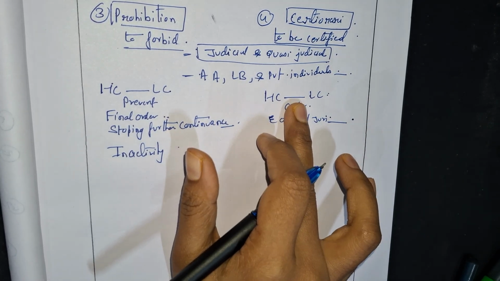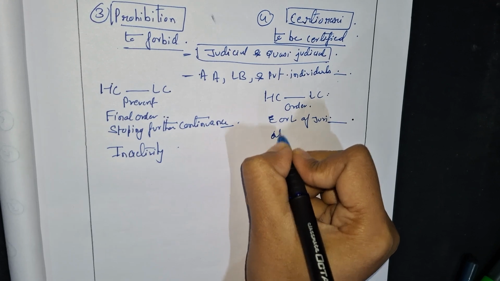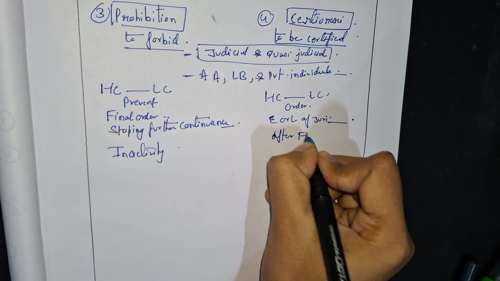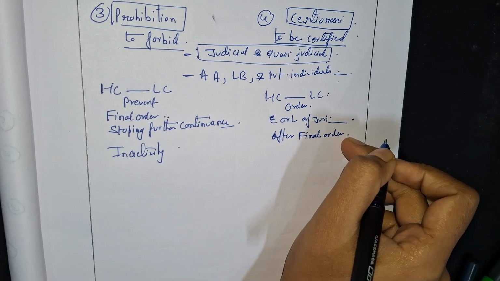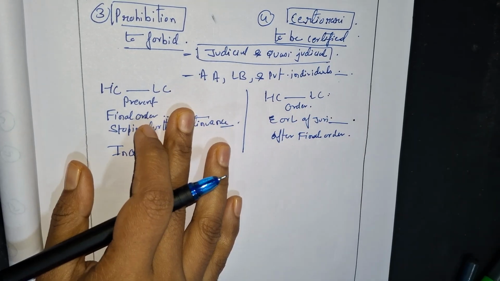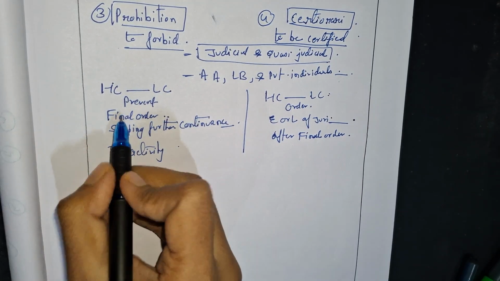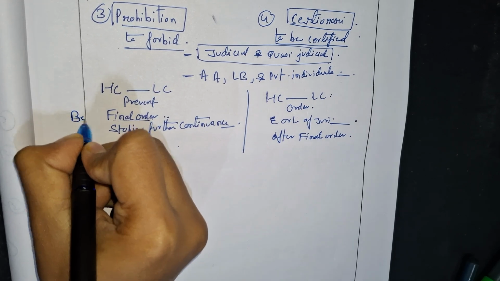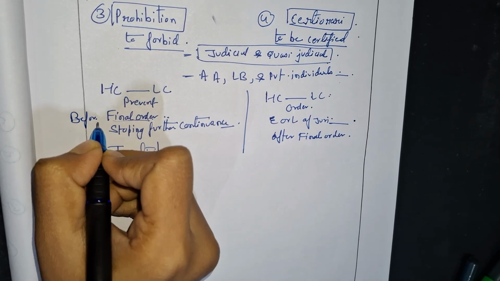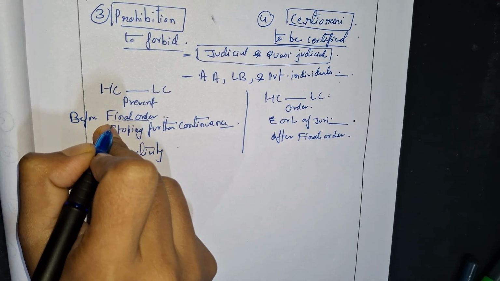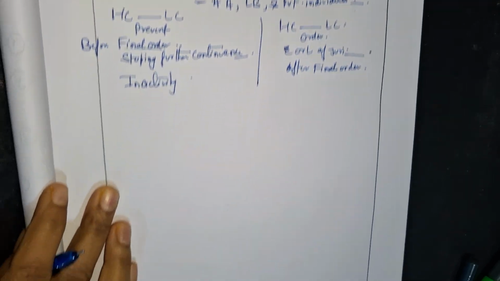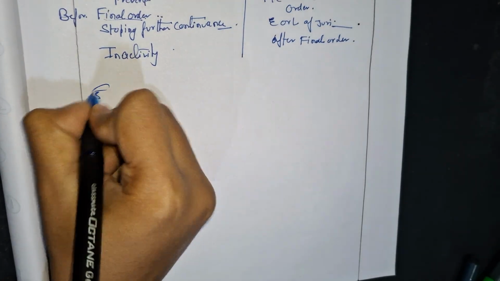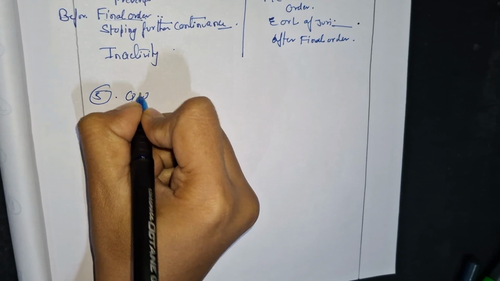This certiorari is issued after the final order is passed for quashing the same, but this prohibition is issued before the final order has been passed for stopping the further continuation of the proceedings. Next writ, the fifth one, is quo warranto.